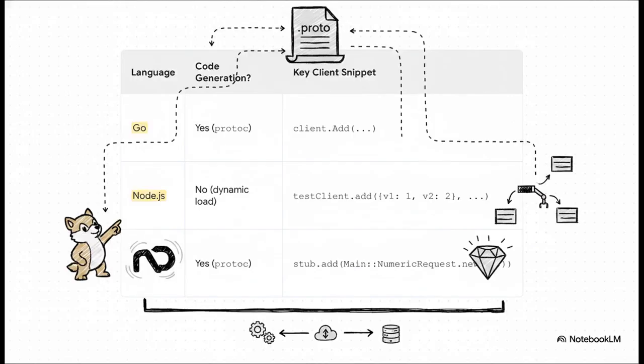And right here, this is the real superpower of gRPC. Remember, we defined that .proto contract just once. Our Go client calls client.add. A Node.js service can dynamically load that exact same file and make the same call. A Ruby service generates its own client from that same file and calls stub.add. The language is totally different, but the contract, the conversation, is identical. This is how you build a robust, polyglot microservices architecture that actually works.